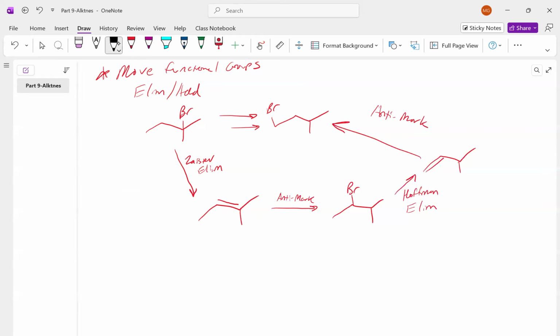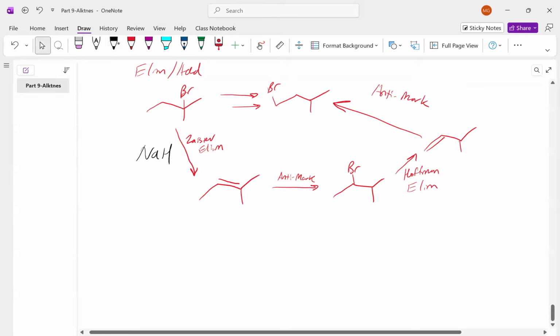All right, so here we're doing a Zaitsev elimination, but we have a tertiary leaving group, so we're going to use a small, really strong base. So we have a lot of options: hydroxide, alkoxide bases. We could use sodium hydride, so pick your favorite strong, small base, and that will do our Zaitsev elimination.